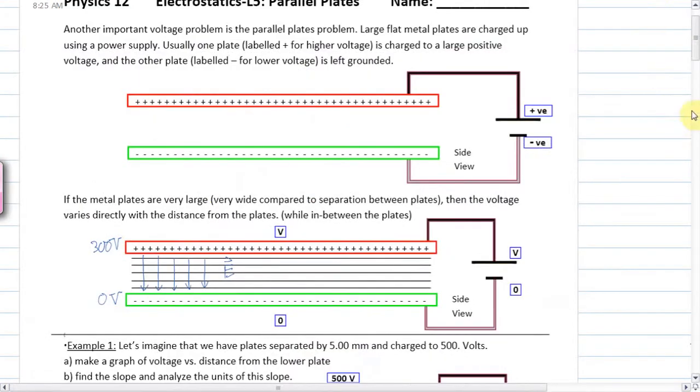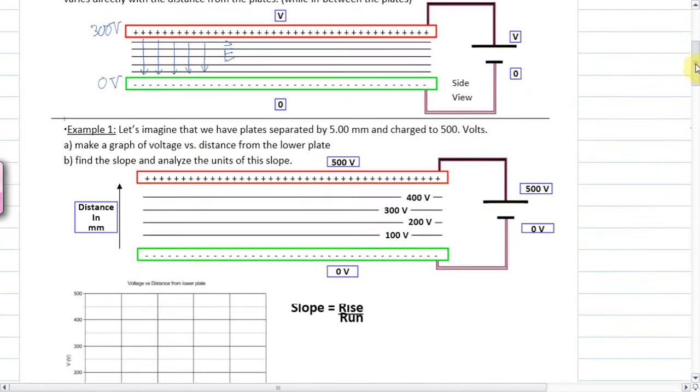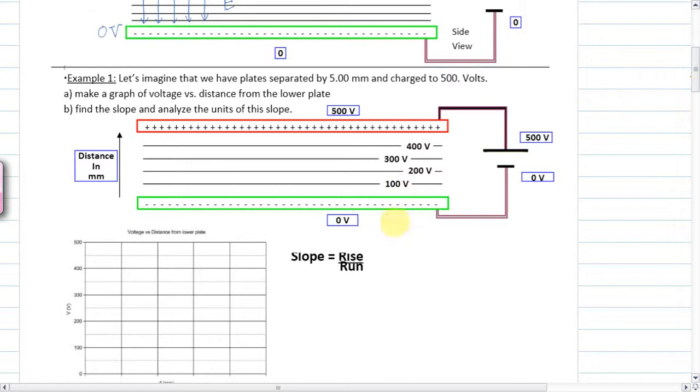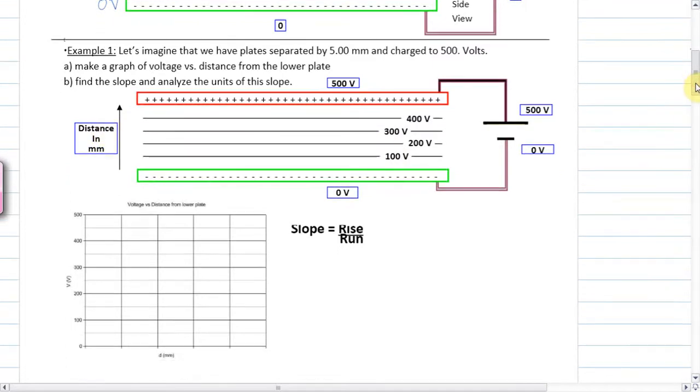So let's just take a little bit of a look here. Let's take an example. Let's imagine that we have plates separated by 5 millimeters and charged to 500 volts. We're going to make a graph of voltage versus distance from the lower plate, and we'll find the slope and analyze what the units of the slope have to mean. So basically, if the bottom plate is negatively charged and the top plate is positively charged, it goes from 0 to 500 in linear steps, and we're going to measure the distance in meters, millimeters in this case. So we'll make a graph.